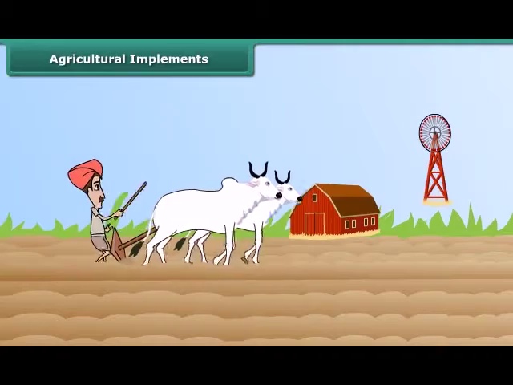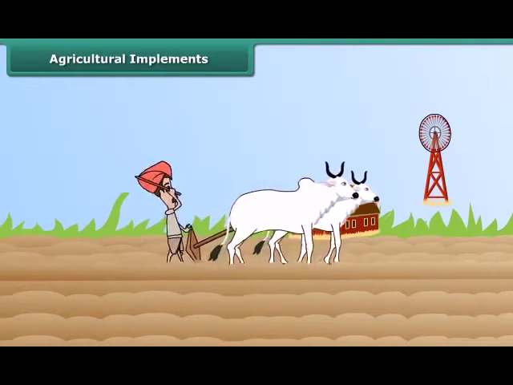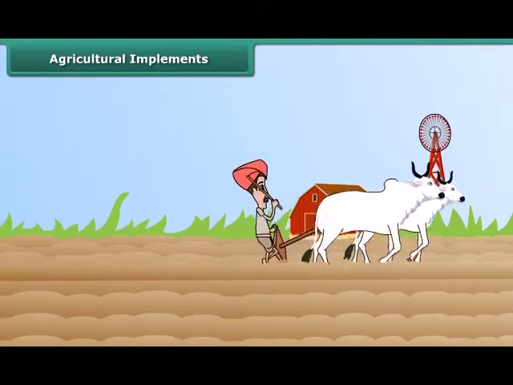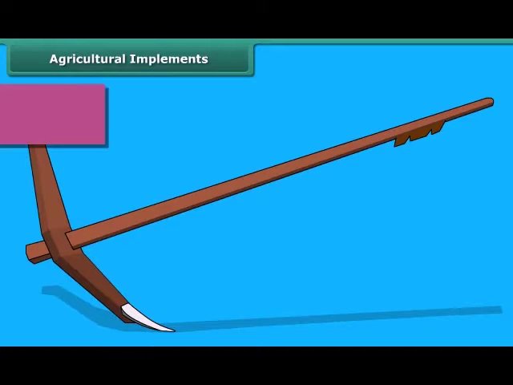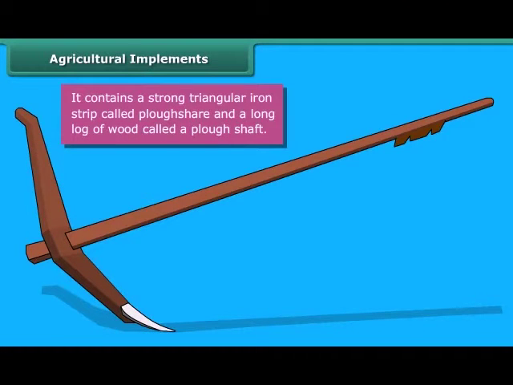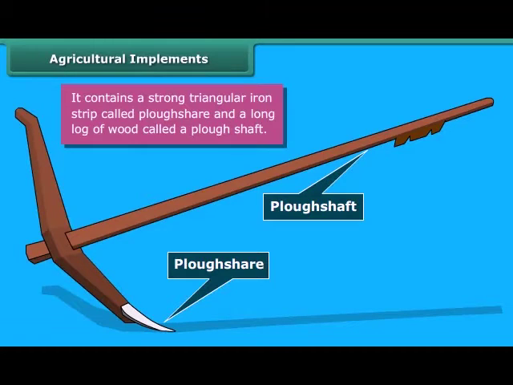Now look at this farmer. He is plowing the field. As we can see, the plow is made up of wood. Let us see its structure. It contains a strong triangular iron strip called plowshare, and the main part of the plow is a long log of wood called plow shaft.